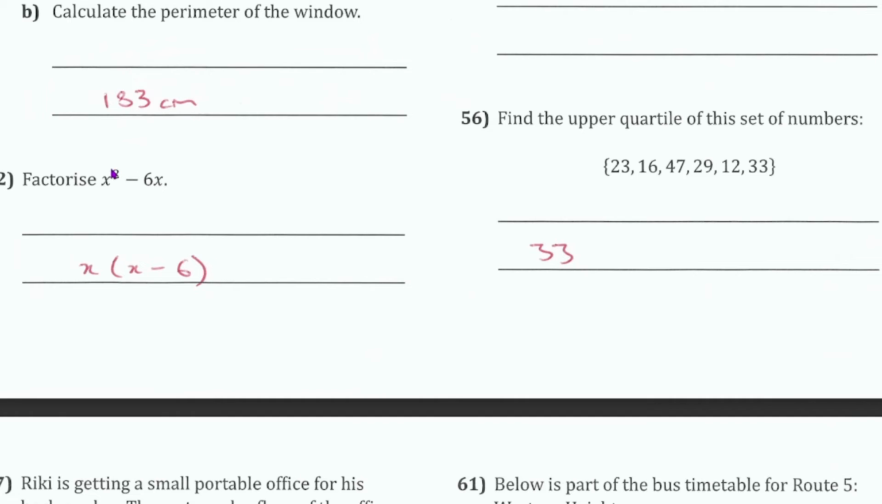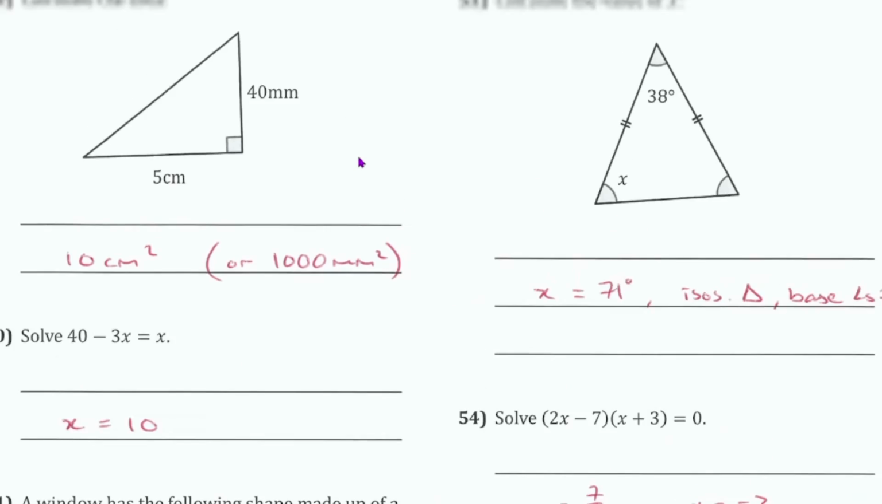For this one here, notice instead of having a number that's in both terms, we've got an x in both terms. So we can take out that common factor. We've got an x on the outside of the brackets, and then we've got x minus 6. Useful skill if you want to get rid of those squared terms, which can be a bit tricky.